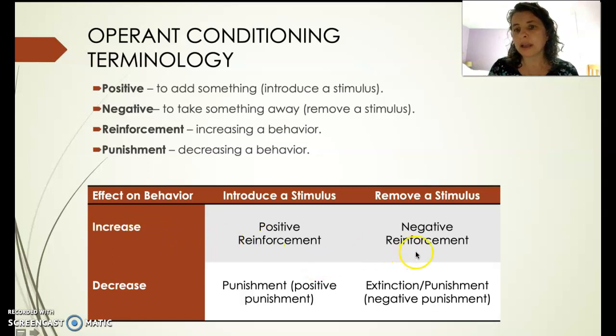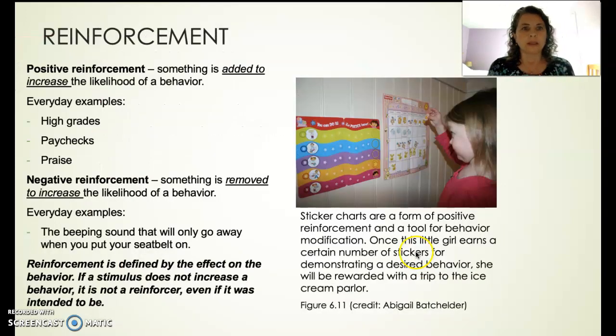It's not uncommon for negative reinforcement to get confused with punishment, because a lot of times people think negative reinforcement may be scolding a child, but scolding a child is actually meant to be punishing, meant to decrease a behavior. So scolding wouldn't be negative reinforcement, it would be punishment. So positive reinforcement is something that is added to increase the likelihood of a behavior.